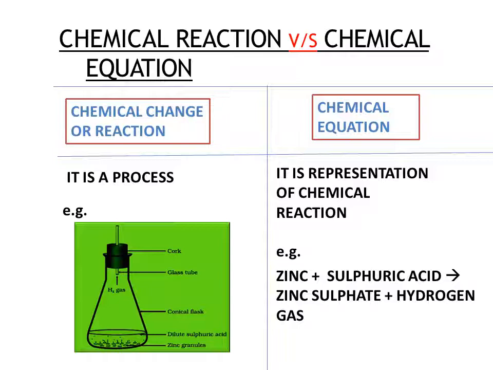Right. Here's an example. When you add zinc to sulfuric acid, hydrogen gas production takes place, meaning evolution of hydrogen gas. So this is a process. It's a chemical change or chemical reaction, you can say. When it is represented like this: zinc plus sulfuric acid forms zinc sulfate plus hydrogen gas, this becomes a chemical equation.